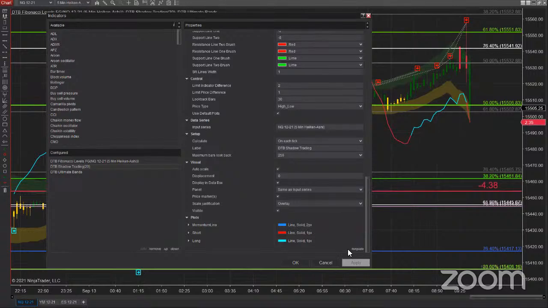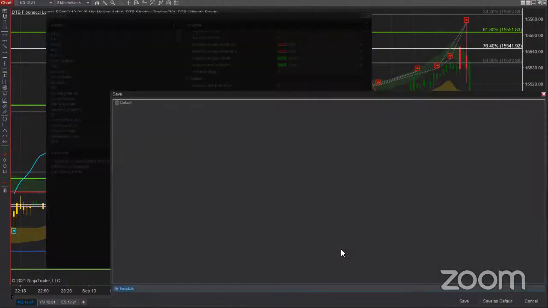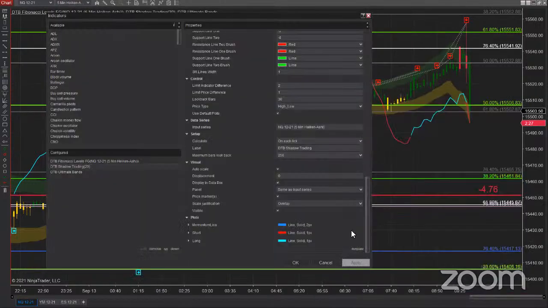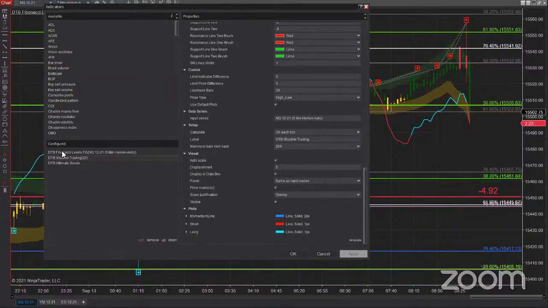Okay, so that's a little bit on the shadow trading. I'm actually going to save this as a template. I like the look of that. So I'm going to save it as default and select that. Now, every single time I load this indicator, it's going to keep those exact settings. So that's something that you can do.